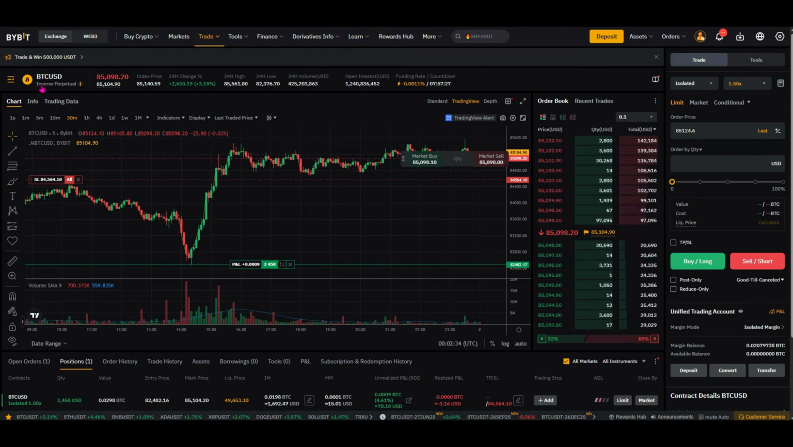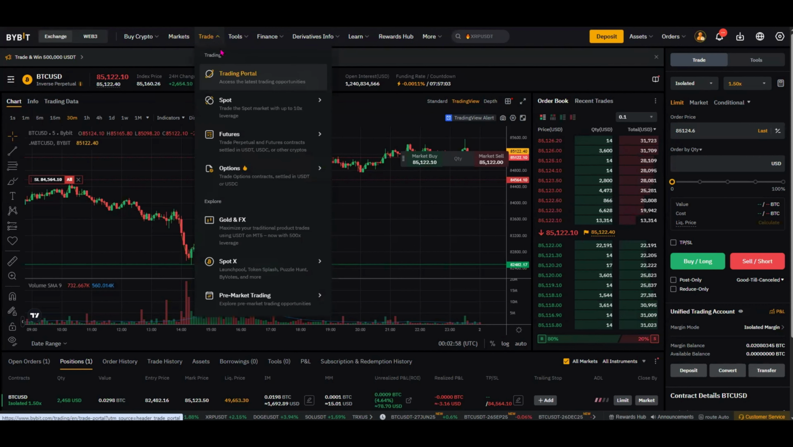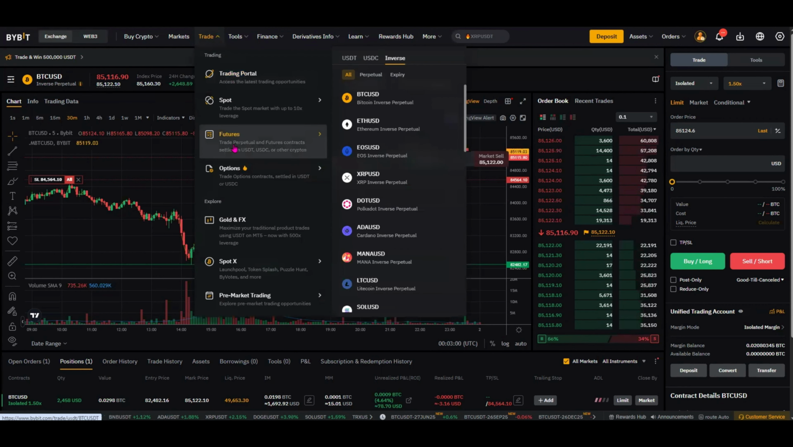So let's jump into the Bybit site and I'll show you how it works. So this is a Bitcoin US dollar inverse perpetual contract. What does that mean? Bitcoin inverse perpetual is using Bitcoin itself as the collateral to trade Bitcoin. So how do we get there? In the Bybit website, we go to trade, we're going to futures, and we're going to inverse Bitcoin.